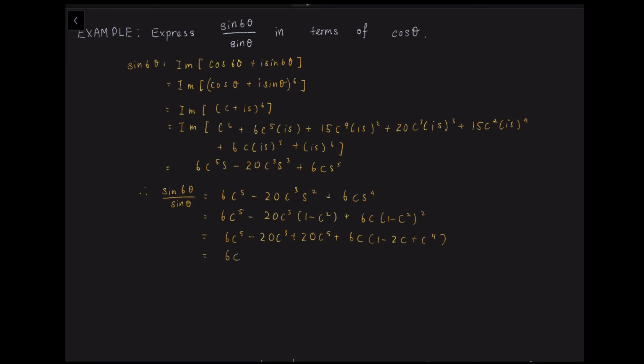Simplifying this expression, we obtain 6 cos theta minus 32 cos cubed theta plus 32 cos theta to the power of 5.